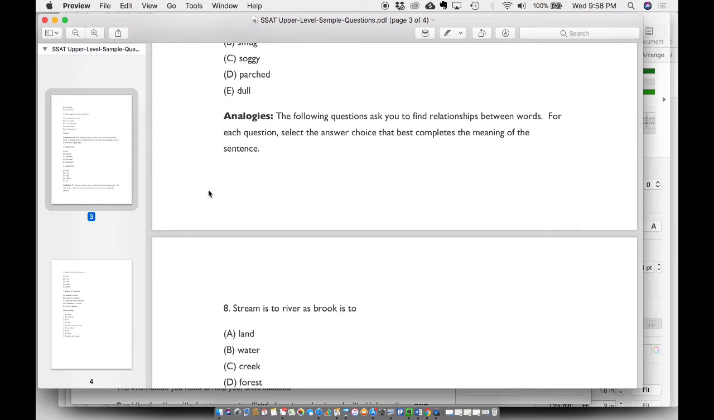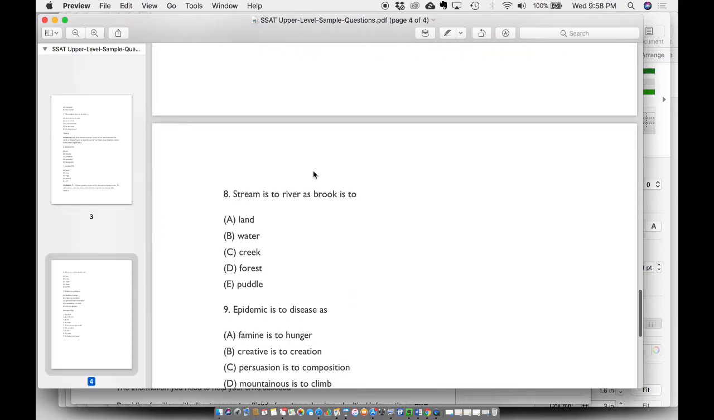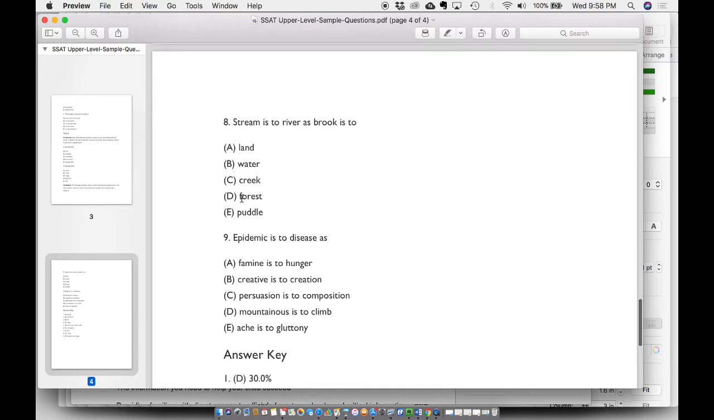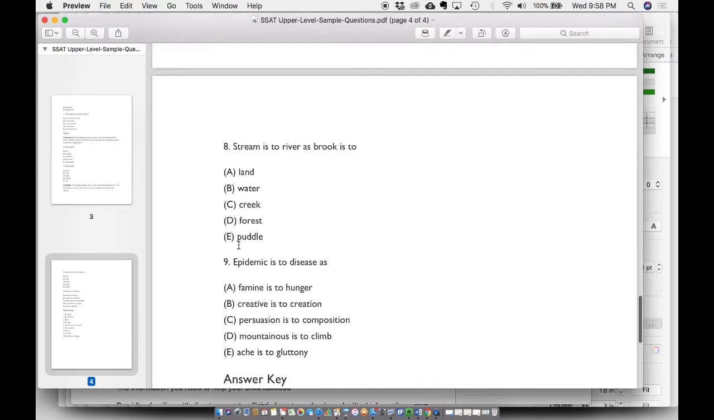Now, the analogies will ask you to find relationships between words, or rather, I would basically say groups of words. So, let's take a look at this one, epidemic. Epidemic is to disease as what? Well, if you look at the choices, they can become confusing. You don't want to do that. So famine is to hunger, creative is to creation, persuasion is to composition, mountainous is to climb, ache is to gluttony.